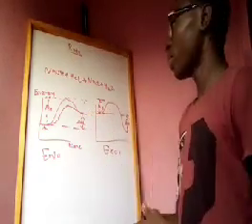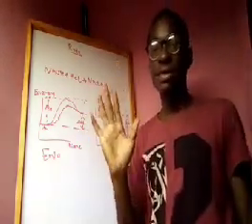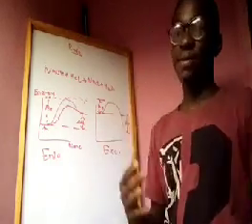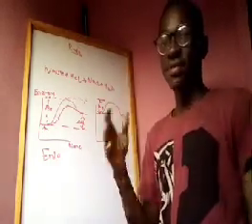So in summary, we talked about 5 different factors that affect rate of reaction, which are effect of temperature, effect of concentration, effect of light, effect of surface area, and effect of catalyst.